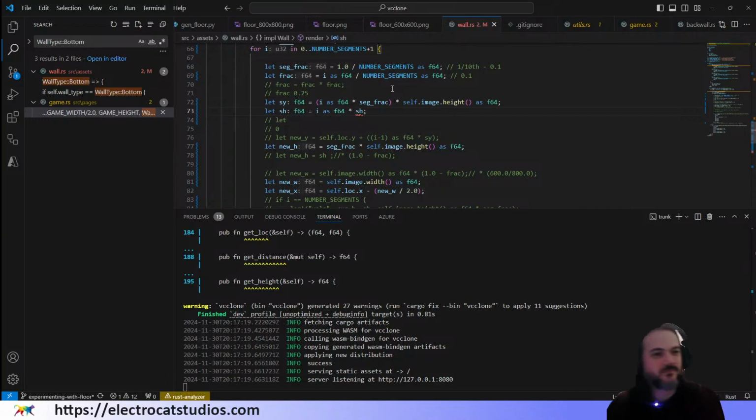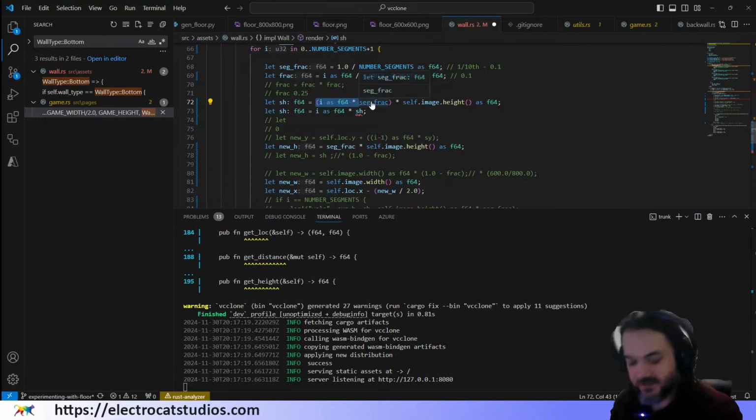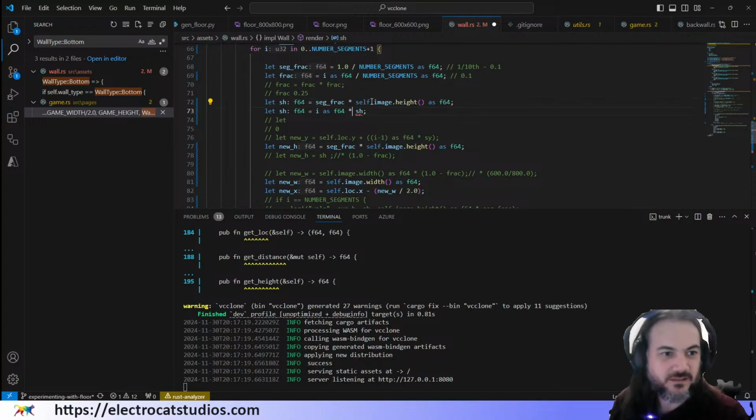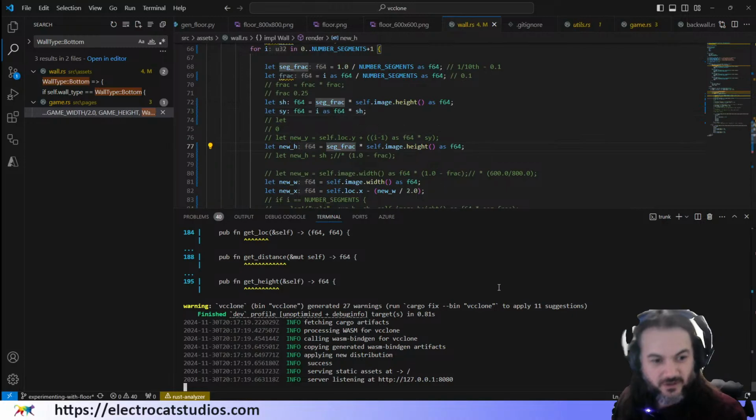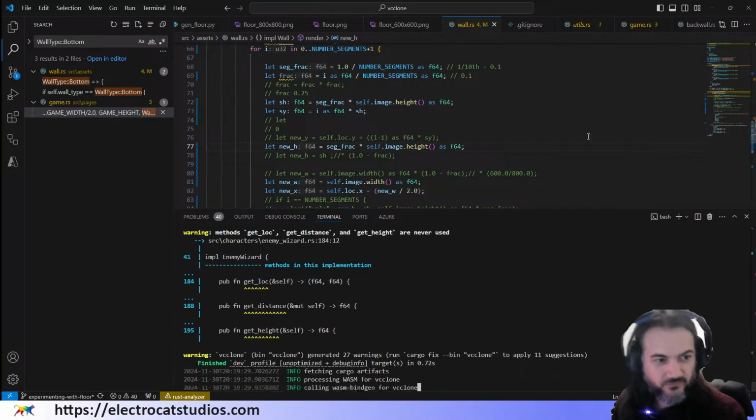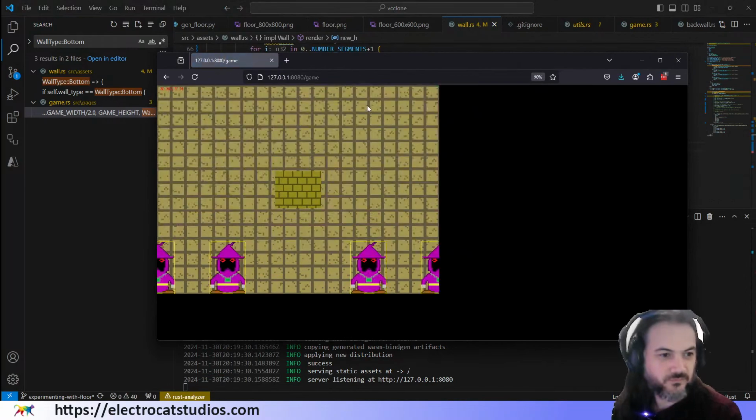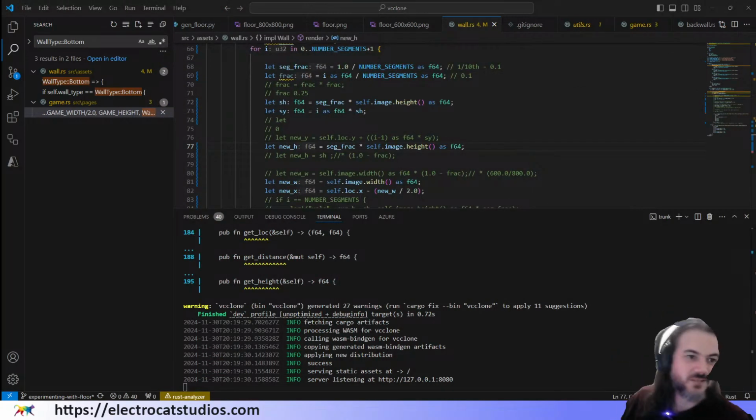Hang on. Start height should be segment fraction multiplied by the image height, and that is the amount of image that it is. Start Y should be I times the start height. Yeah, that's correct. Okay, and the new height. Okay, well that's better, right? That's what I would expect.